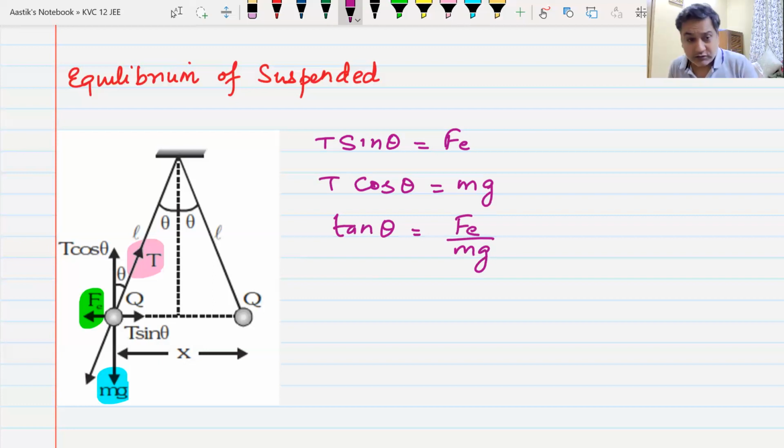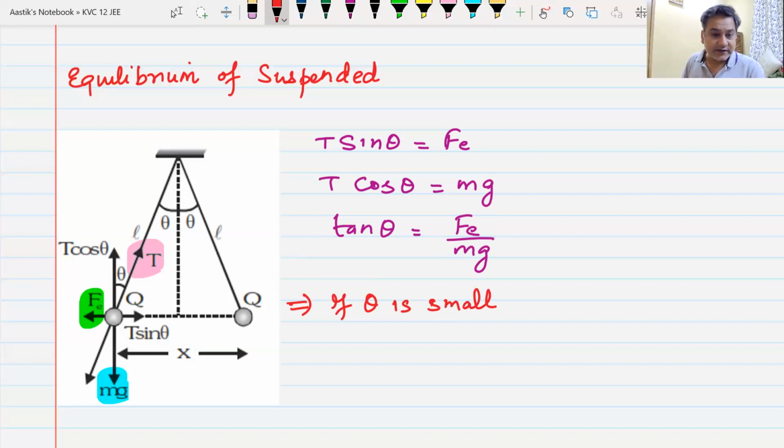Tan theta is this. Now, sometimes they might give you that theta is small. So just take everything as a note. If theta is small, then what happens, my dear friends? Sin theta and tan theta are all equal to theta, right? Yes or no?